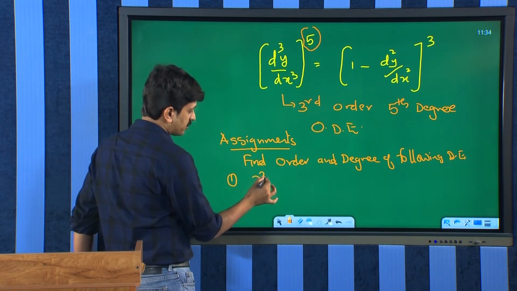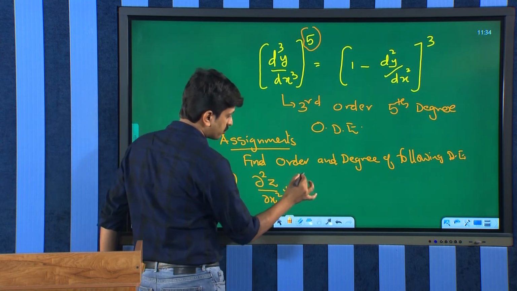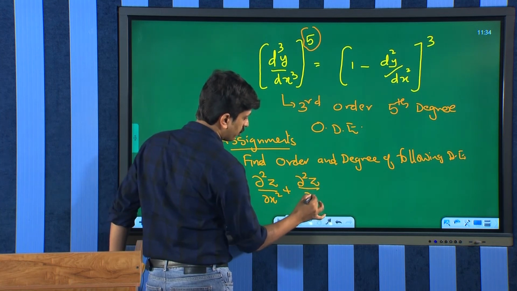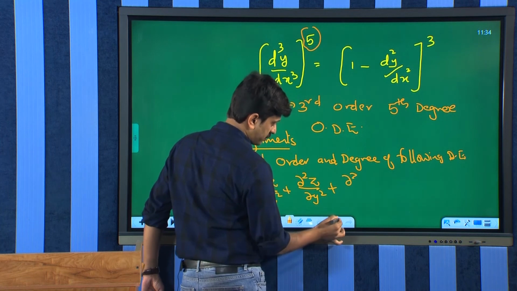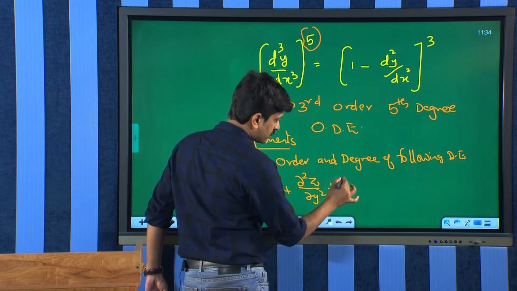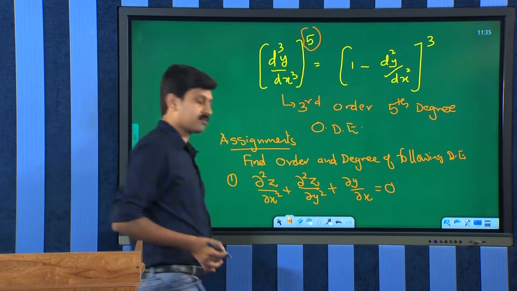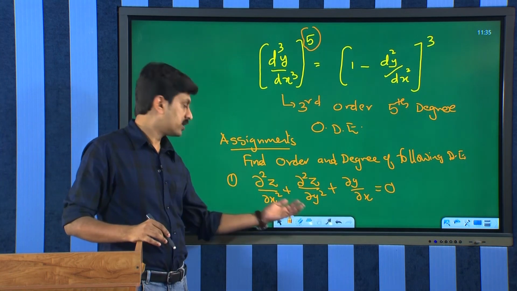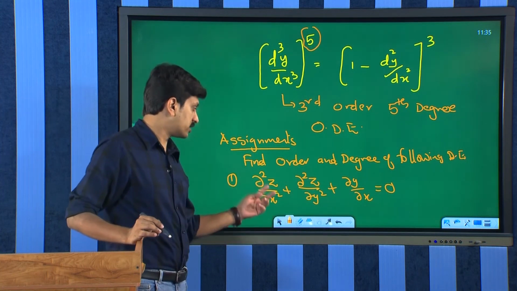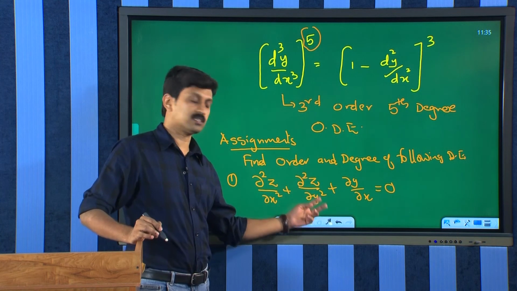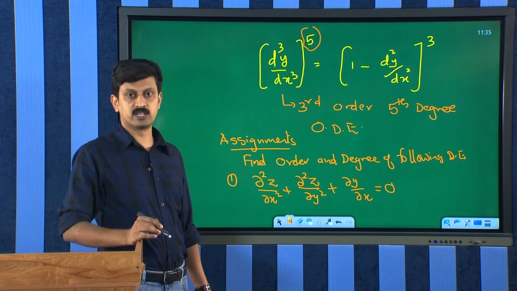First one: ∂²z/∂x² plus ∂²z/∂y² plus ∂y/∂x is equal to 0, a partial differential equation which involves ∂²z/∂x², ∂²z/∂x∂y, and ∂²z/∂y².